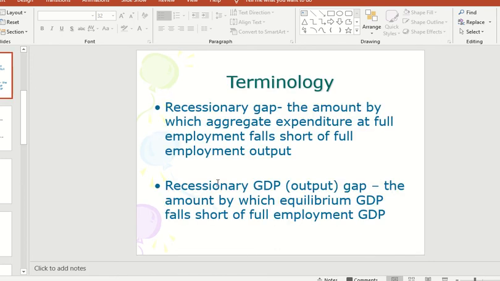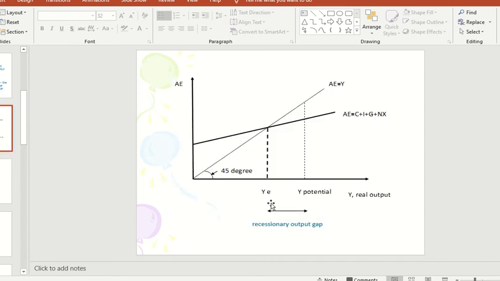And then we have the recessionary output gap or GDP gap. That's the amount by which equilibrium GDP falls short of full employment GDP. So let's take a look at it again. That's the difference between the two output levels.